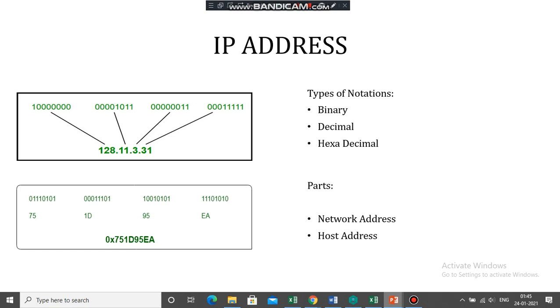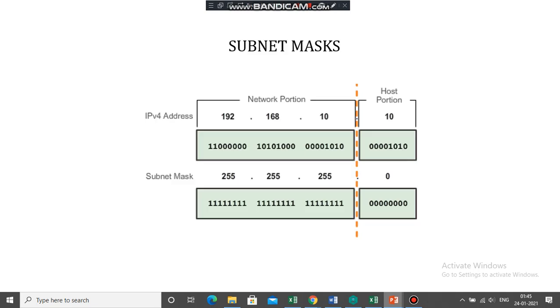Next, we will talk about subnet masks. A mask is a 32-bit number. When we perform the bitwise AND operation between the mask and the IP address, we get the network address. For example, in the given example, 192.168.10.10 is the IP address and 255.255.255.0 is the subnet mask. When we perform a bitwise AND between these two, the network address will be 192.168.10.0 and the host address will be 0.0.0.10.